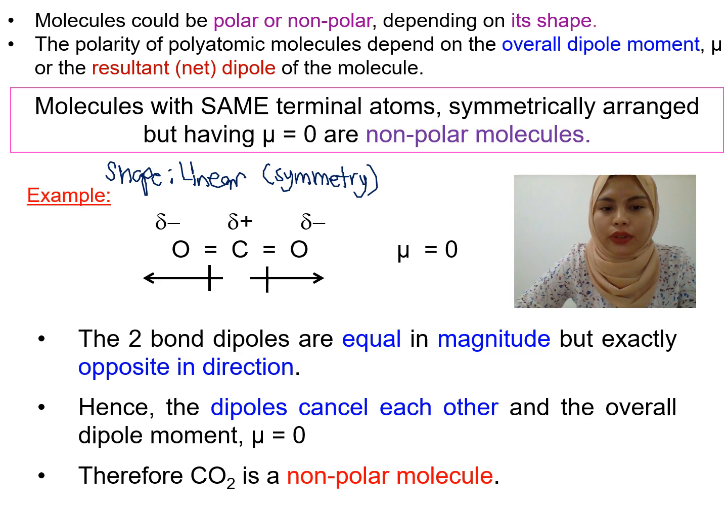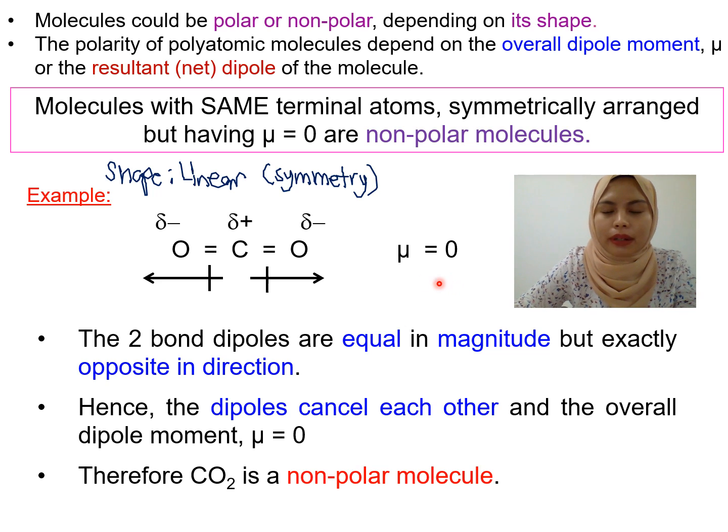So, according to the flow chart earlier, what does it say? If the shape of the molecule is symmetrical and it has the same terminal atoms, therefore its overall dipole moment must be 0. So when the overall dipole moment is 0, that means it is going to be a non-polar molecule. If you want to know whether your molecule is polar or not, it all depends on the overall dipole moment. So how do you know the overall dipole moment for this molecule? It is equal to 0.